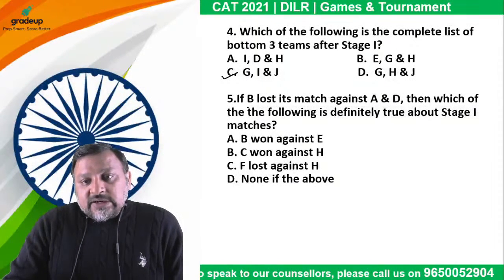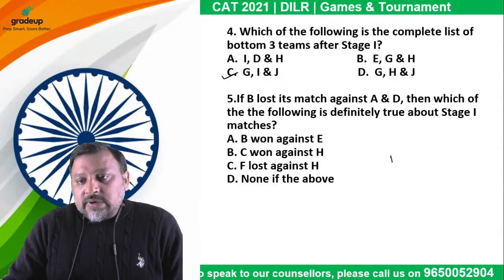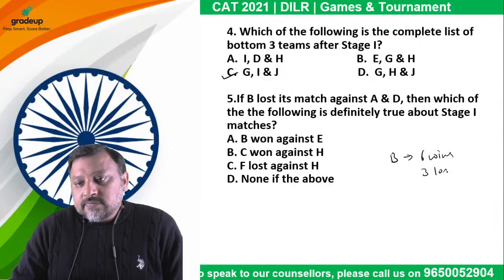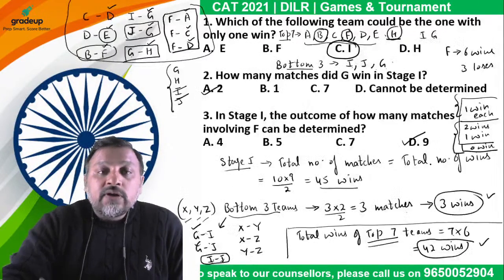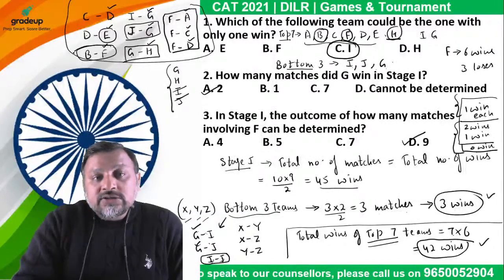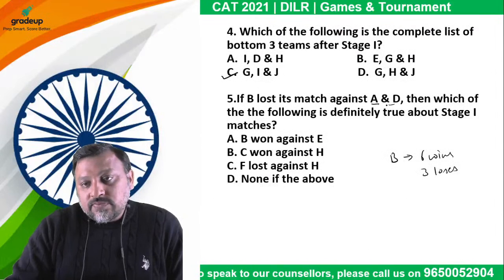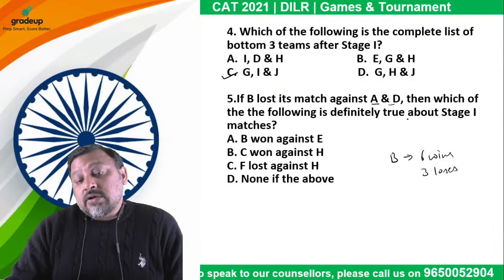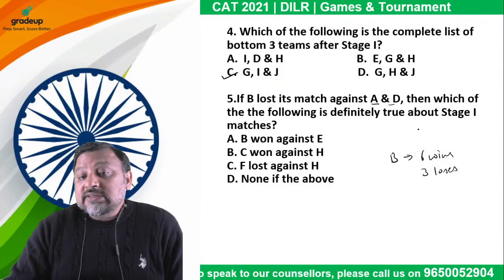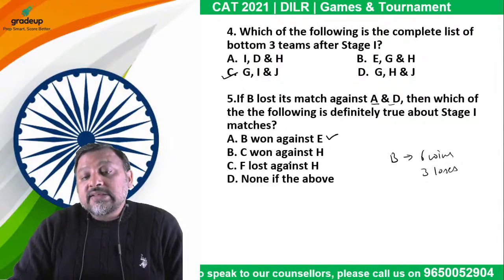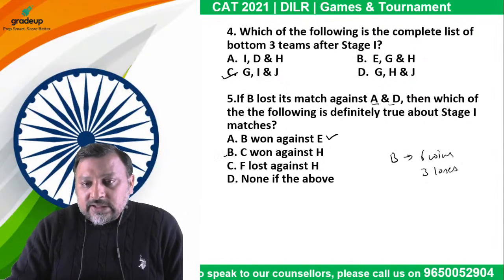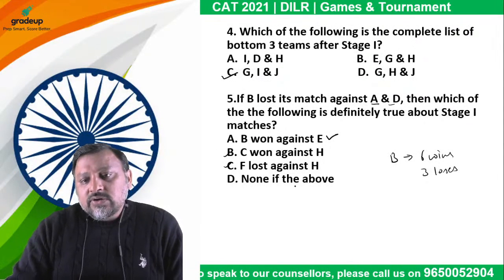See, B is in the top 7, so that means B has 6 wins and 3 losses. Okay, one of the losses of B is already given. B lost his match against F. 2 losses are given in this question, so that means B has won the remaining 6 matches. So B definitely won against E. I cannot say anything about this, cannot say anything about this, and the answer is A option.